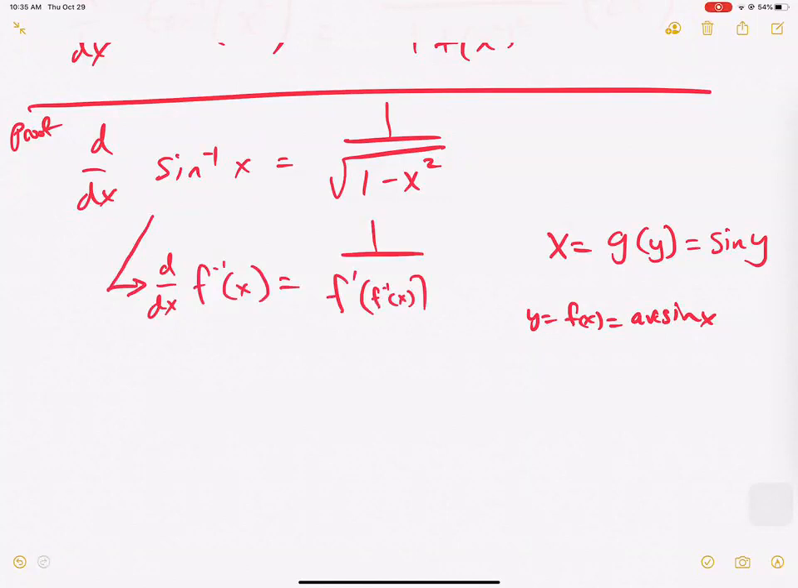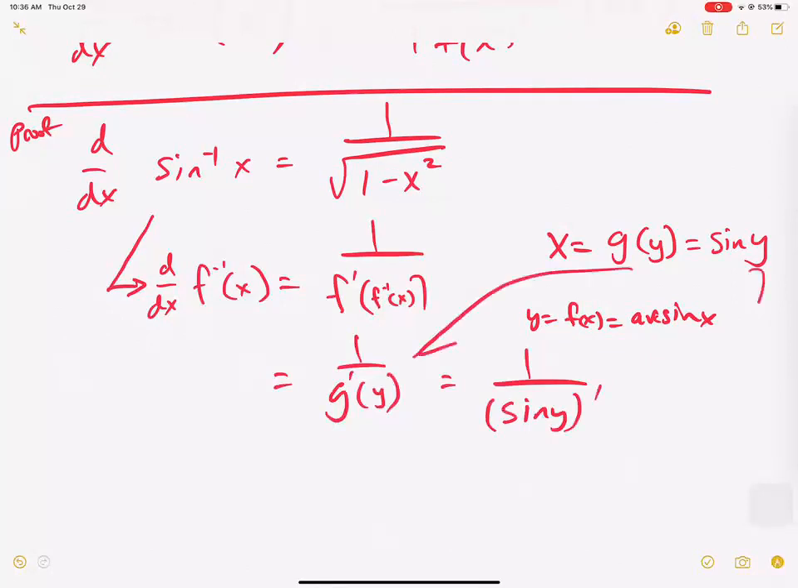So pretty much it's 1 over f prime of y. Yeah, that's the idea, right? This is our y, but it's the y in the inverse version. So I'm going to rewrite this as 1 over, we're going to call that g of y, but the derivative of g, which is us writing 1 over pretty much sine of y. And are we going to take the derivative of that? Okay, that's this, just copying it over.